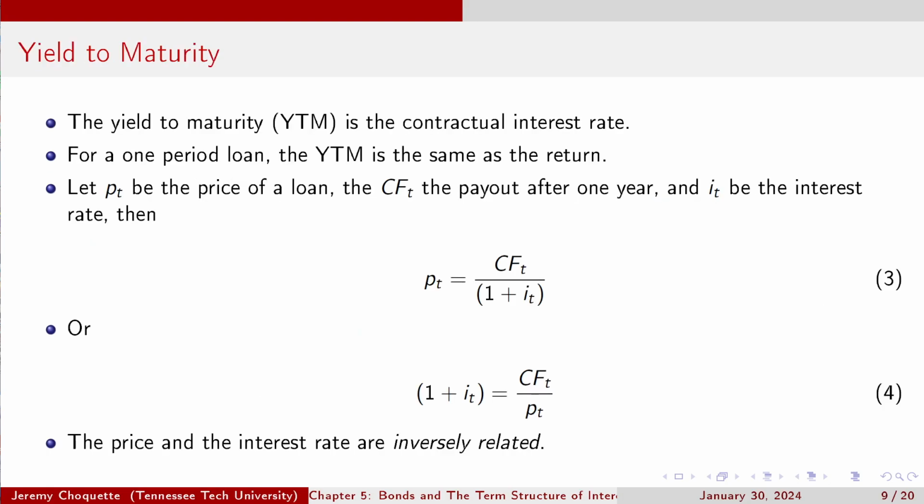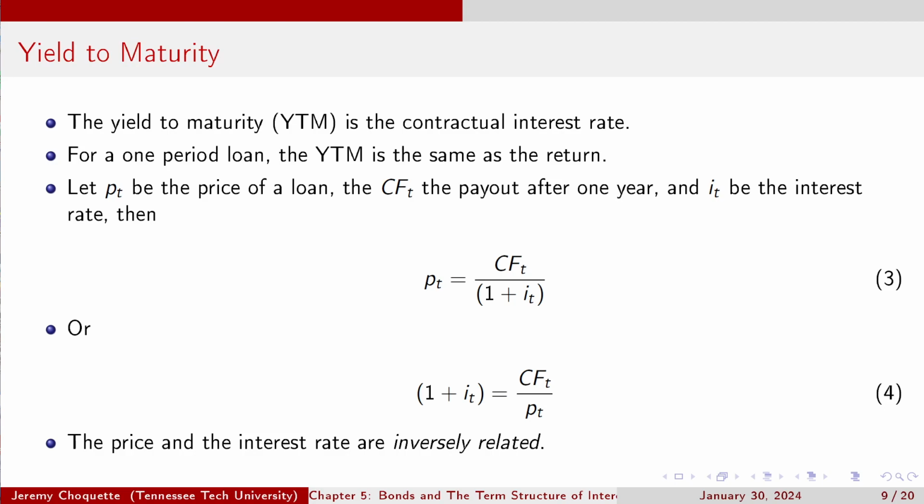The yield to maturity. What is yield to maturity? Well, that's the contractual interest rate. That's the interest rate that's agreed upon when the bond is sold. So for a one-period loan, the yield to maturity is the same as the return. Now, if we have more than one period, the yield to maturity and the return would not be the same thing.